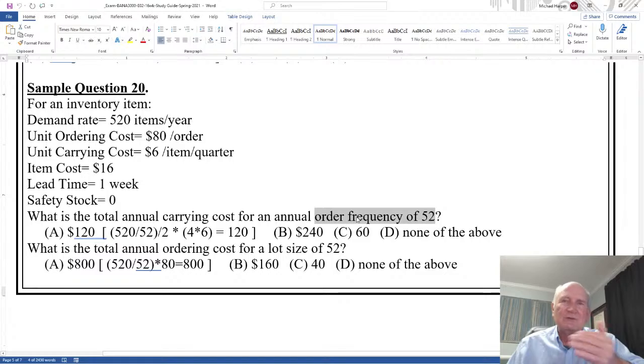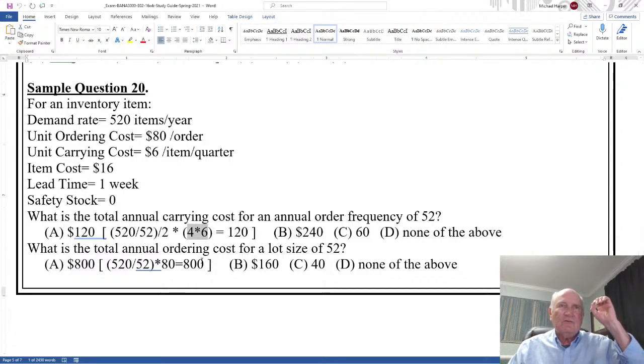Well, remember Q equals D over F. You need to get the lot size. So you take D over F, that's the lot size Q, over 2 is the average inventory. Okay, safety stock is 0, times your carrying cost per year. Well, the carrying cost per quarter is 6, so 4 times 6 is my carrying cost per year. So there is some putting a number of things together. One, going from frequency to lot size, going from lot size to average inventory, and then multiplying times your carrying cost per year. It's going from carrying cost per quarter to carrying cost per year. So there's a number of things here.